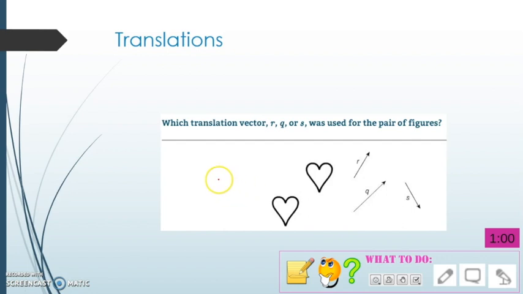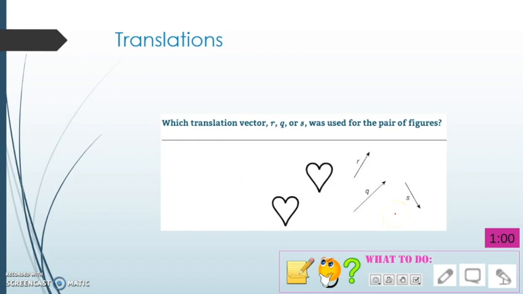So which translation vector, R, Q, or S, was used for the pair of figures? We can see that we have two hearts here. We aren't told which one is the image and which one is the pre-image. So we have to figure out which vector most closely follows the path that will connect these two hearts.